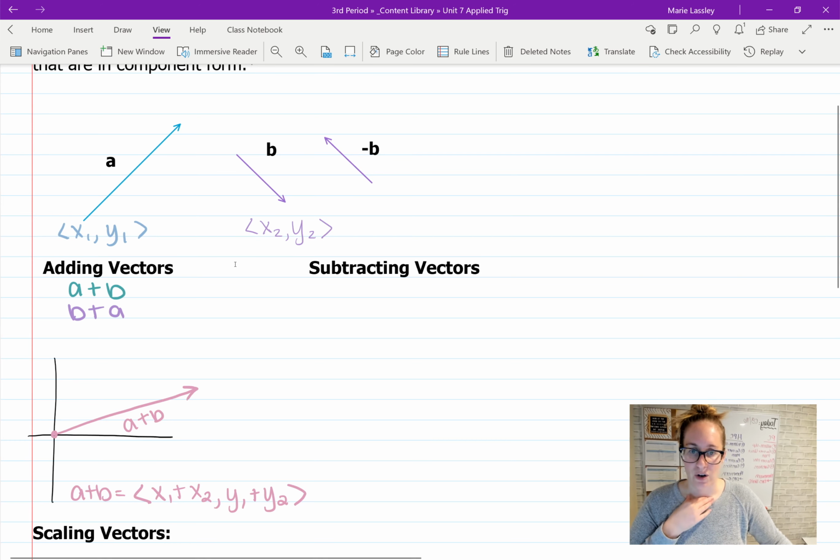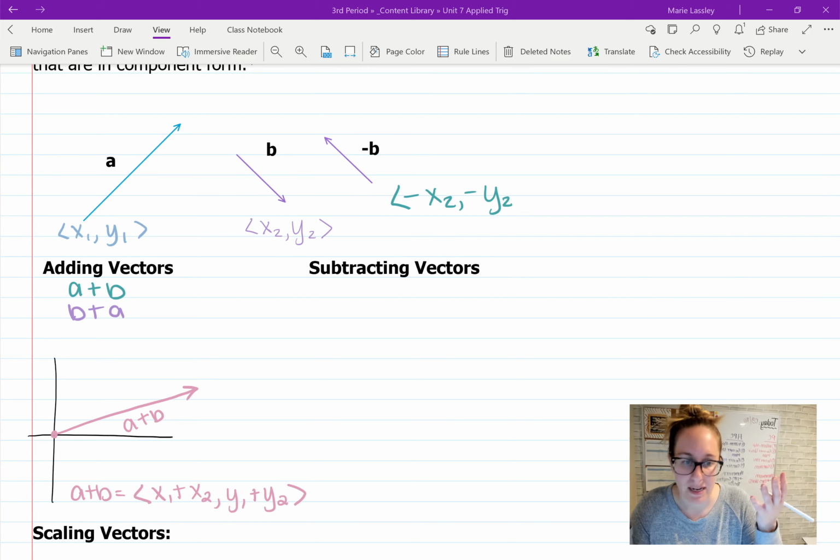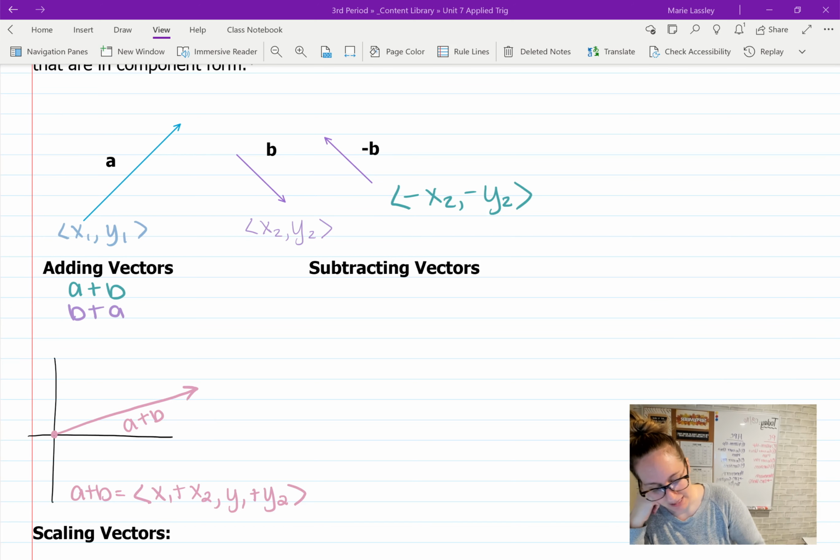All right, so moving on to subtraction. Before we move any further, let's go ahead and label B. So if positive B is x2 comma y2, then negative B is just negative x2 comma negative y2. You make them negative. So like I said, instead of really having subtraction, we have adding the negative vector.